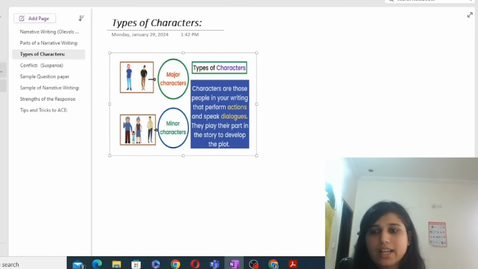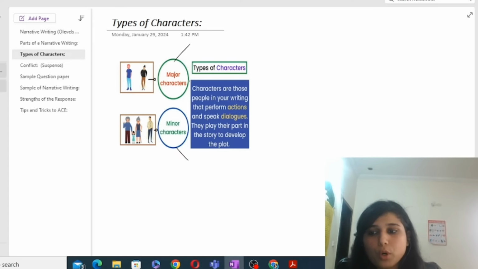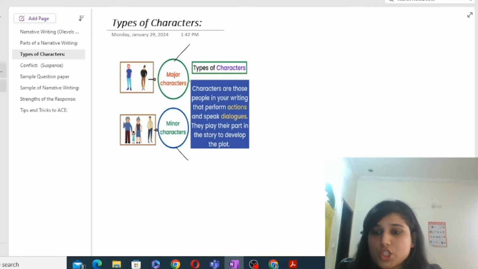Characters are those people in your writing that perform actions and speak dialogues. They play their part in the story to develop the plot. Here I am presenting the major characters and minor characters. You better know about this. Character development is the key. If you want to write a good narrative, you have to show your characters change during the story and what part they play. There are different kinds of characters.